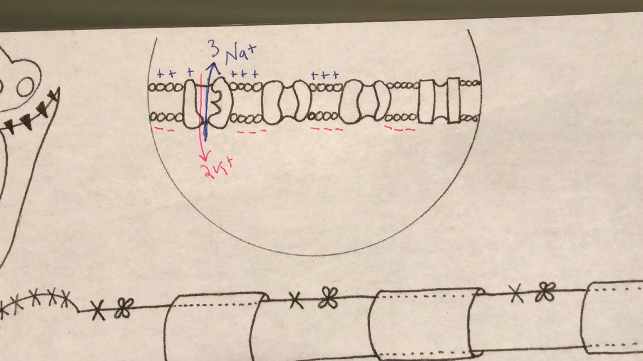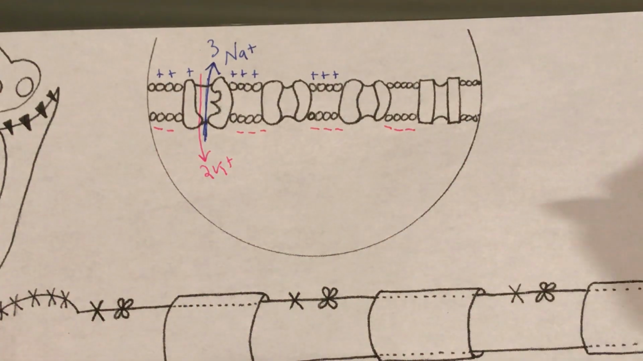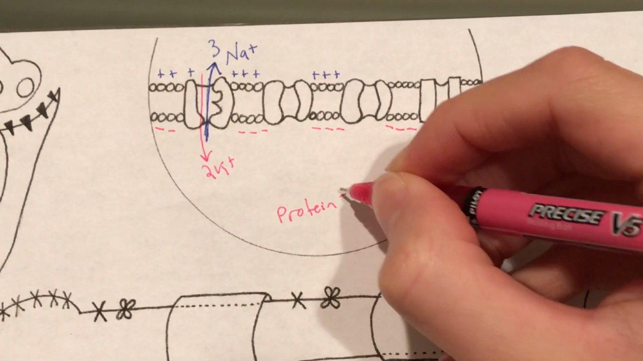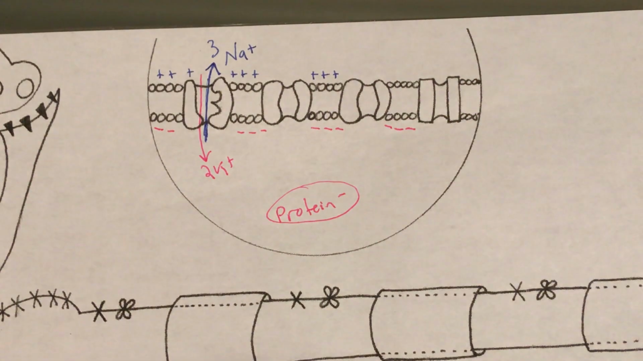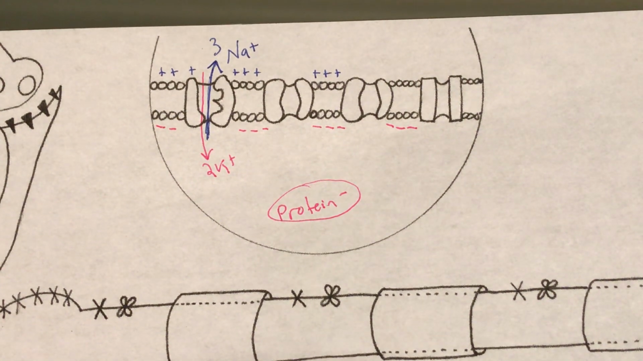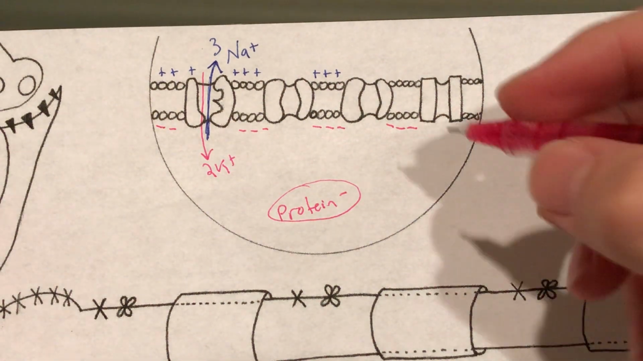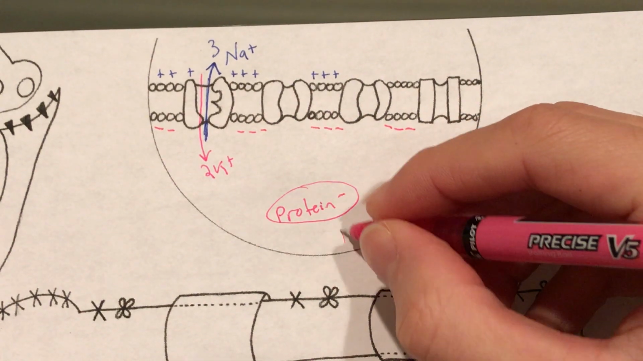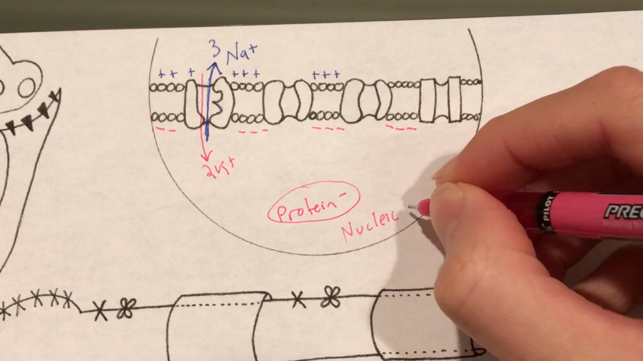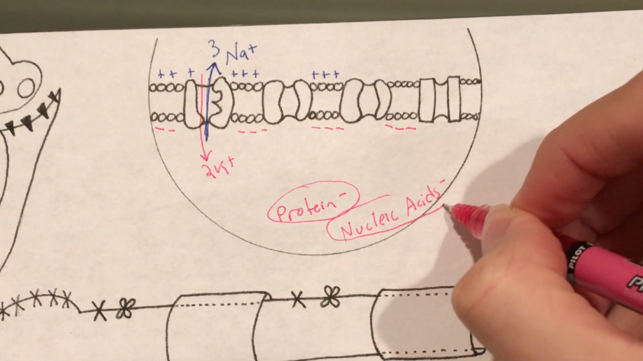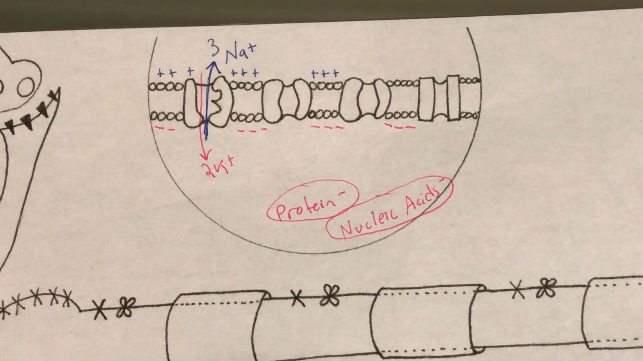Now there's another thing that makes the inside of the cell negatively charged. We not only have that difference, but we also have proteins inside of the cell that have negative charges, and those large proteins contribute to the overall negative charge of the inside of the cell. We also have your DNA and RNA, which have negative charges. Let's just summarize DNA and RNA as nucleic acids. They also have a negative charge, so they contribute to that as well.